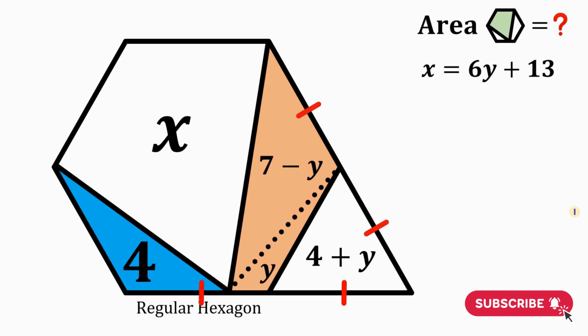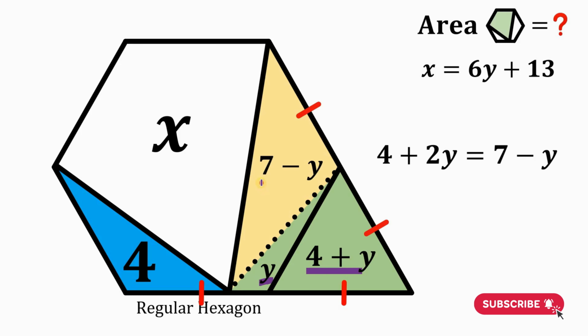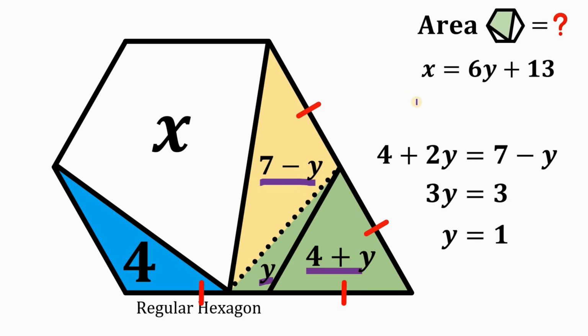And the question is, how do we get the value of y? So we will focus on these two congruent vertices and also these two triangles. Now these two triangles, yellow and green, have the same base and also the same height. Therefore, they have the same area. So we can say that 4 plus y plus y, or 4 plus 2y, equals 7 minus y. And using this equation, we can now solve for the value of y. Combining like terms, we have 3y equals 3. Divide both sides by 3, we get y equals 1.